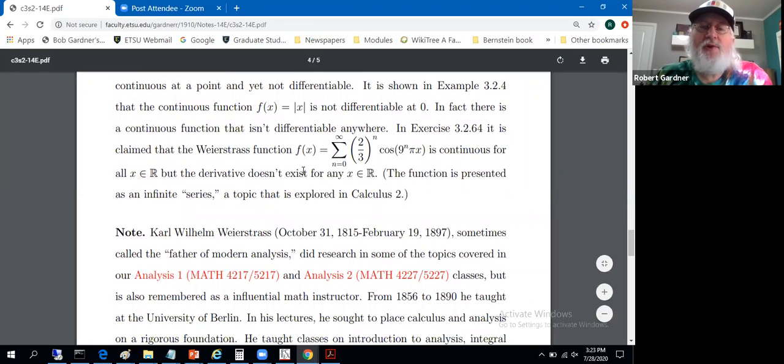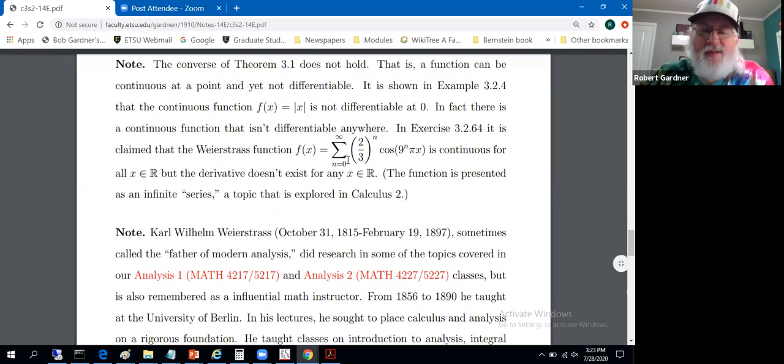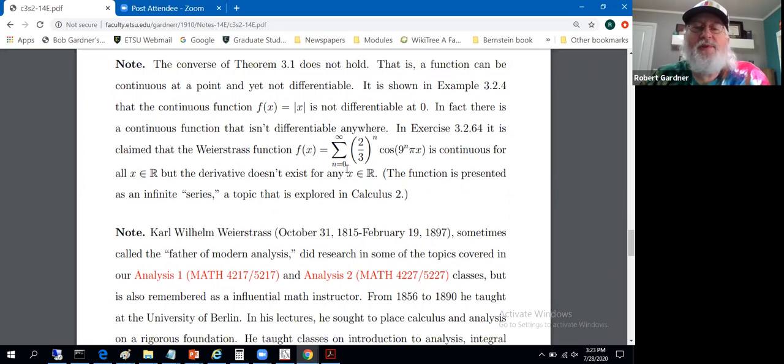They give you this function as, this is called a series. It's a sum. You might be familiar with the summation notation, maybe from statistics. Sum from n equals 0 to infinity. So it's an infinite sum. Such a thing's called a series. You'll explore series in Calculus 2. It's, I don't know, probably chapter 8 or 9 of the book.